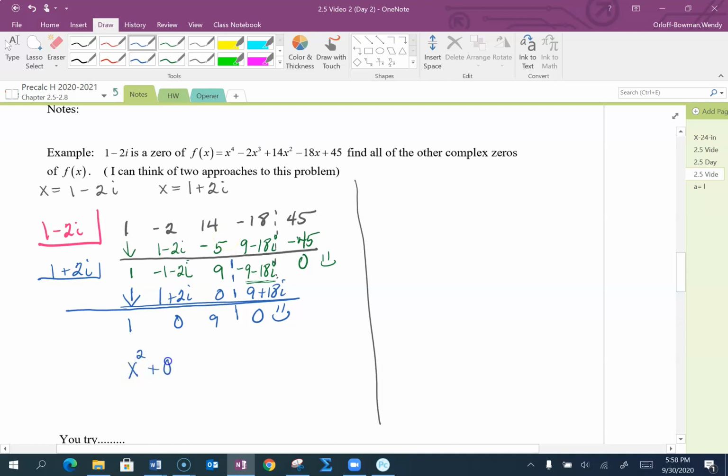So x squared plus 0x plus 9 equals 0. So I get x squared equals negative 9. So x equals plus or minus 3i. So I have 4 zeros. I'm just going to highlight them instead of listing them.